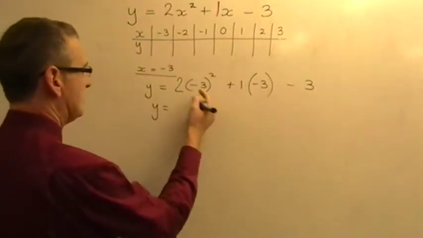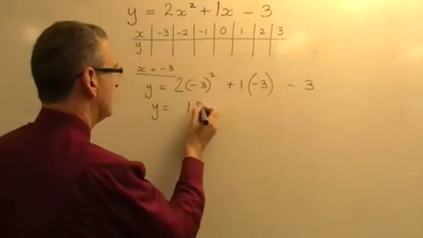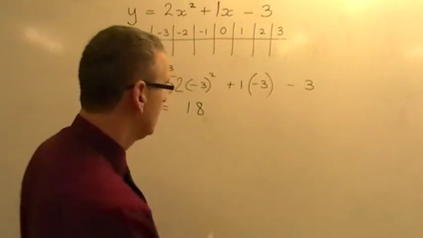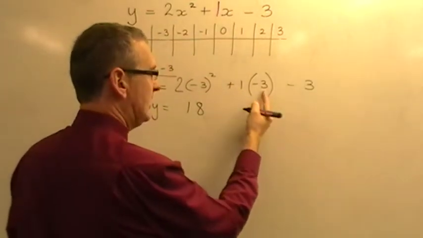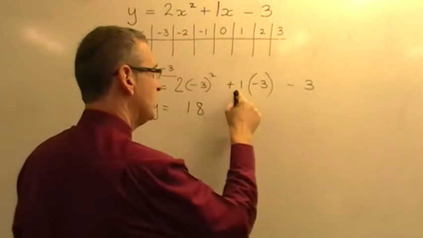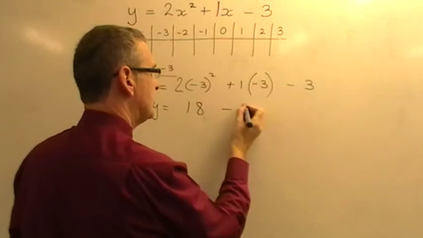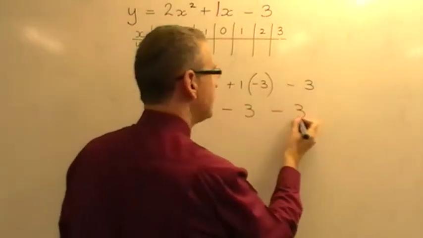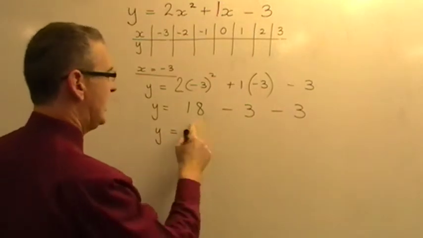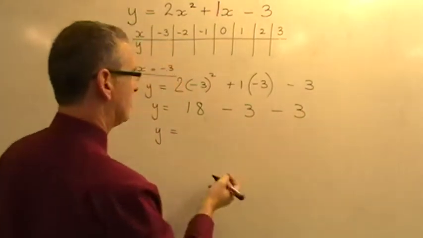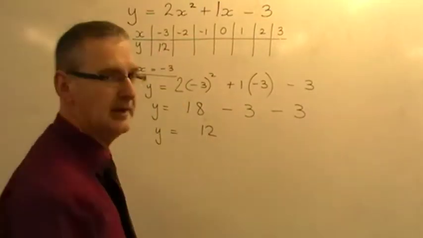Here we go. So y equals minus 3 squared, that's plus 9. Double it, you get 18. And then we work this out by saying plus 1 lot of minus 3. Or if you like, plus 1 times minus 3. Plus times a minus is a minus, 1 times 3 is 3. Take away 3 on the end. So we end up with y equals 18, take 3, take another 3. And that gives you an answer of 12. So 12 goes in there.